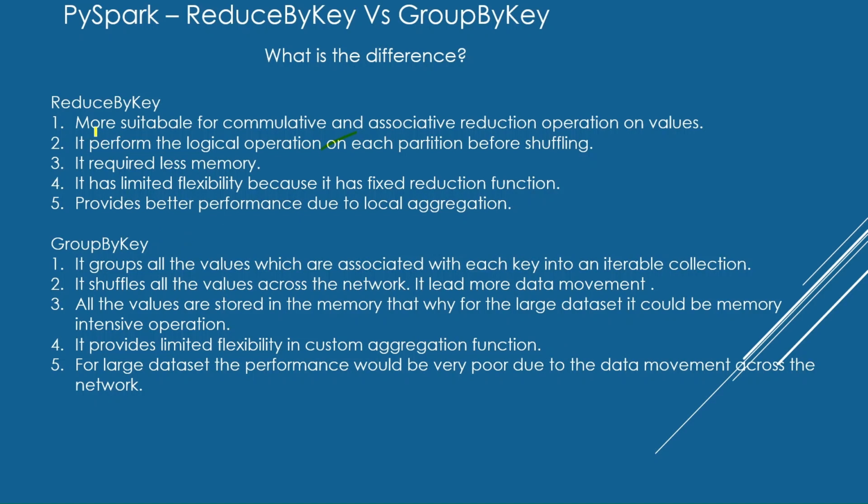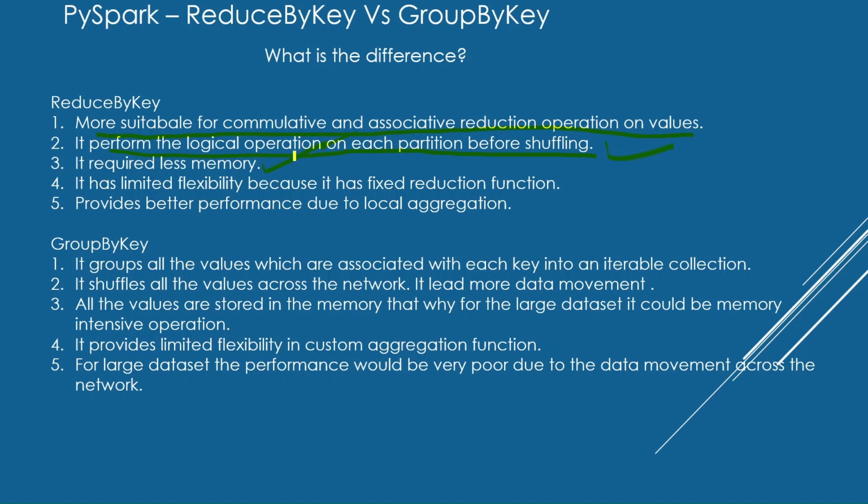Reduce by key is suitable for cumulative and associative reduction operations on the value. Whenever there is a requirement to do aggregation which is cumulative and associative, then reduce by key performs better. It performs a logical operation on each partition before shuffling. As I told you, all the aggregate functions perform locally, meaning they perform on each and every partition before the data is shuffled. This is one of the major advantages of reduce by key.